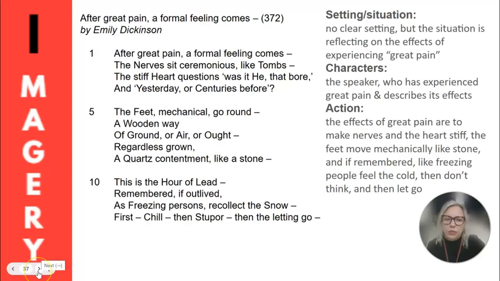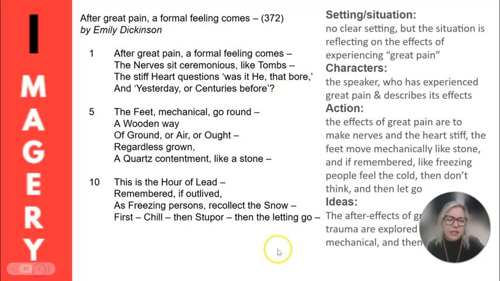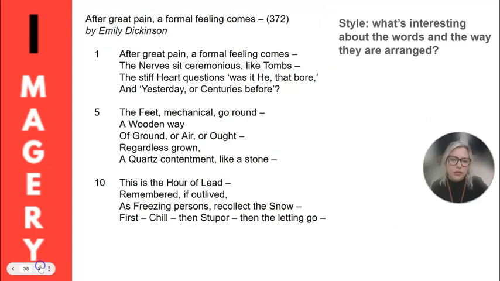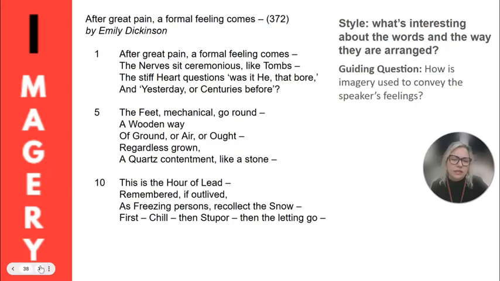All right, so maybe the SCA in this poem is a little different than the others. Maybe it's a little obvious, maybe it's not obvious, but I wanted to show you how it works in different types of poems. When we get to ideas, we're probably looking at the after effects of grief and trauma, right? And how they are explored as formal, stiff, mechanical, and then as letting go. All right, so now to imagery, and that is style, right?